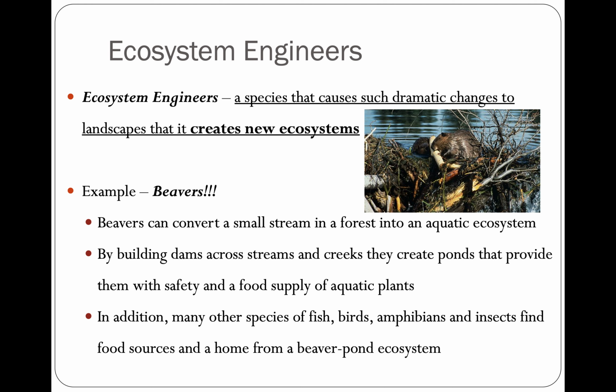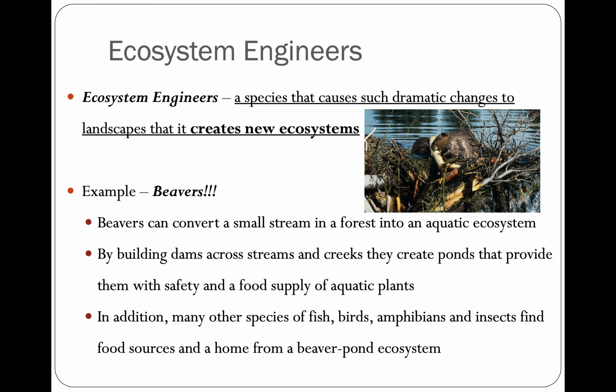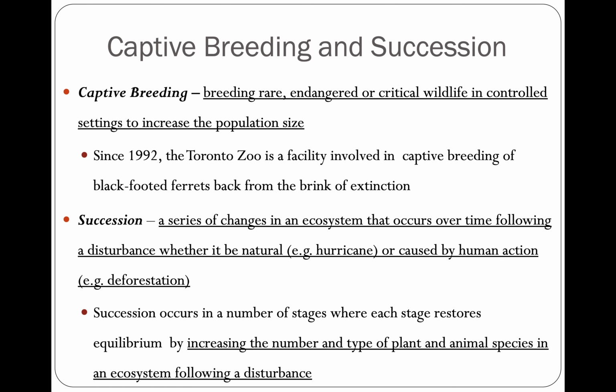But other species, fish, birds, amphibians, and insects find food sources and a home from a beaver pond ecosystem, right? So the natural ecosystem is essentially disrupted by the organism, but you notice that there's a positive benefit here, right? The beavers will build a dam, but then you can create these kind of smaller ecosystems where other organisms can find some protection, right? So ecosystem engineers obviously can help change the face of ecosystems, right?